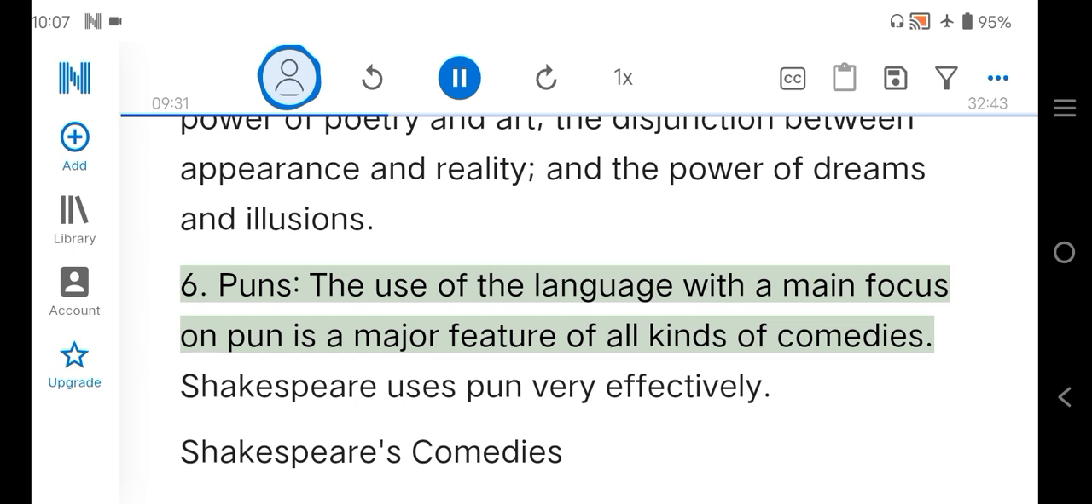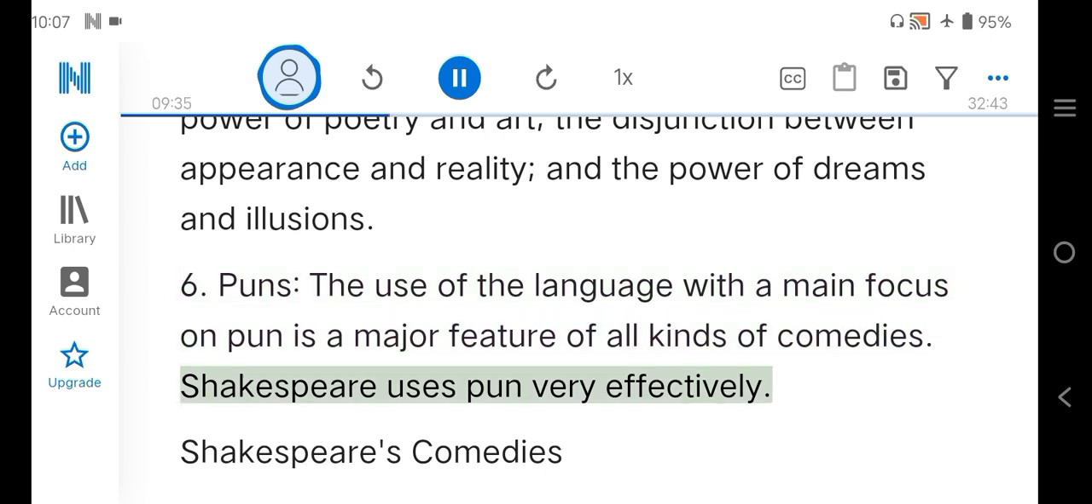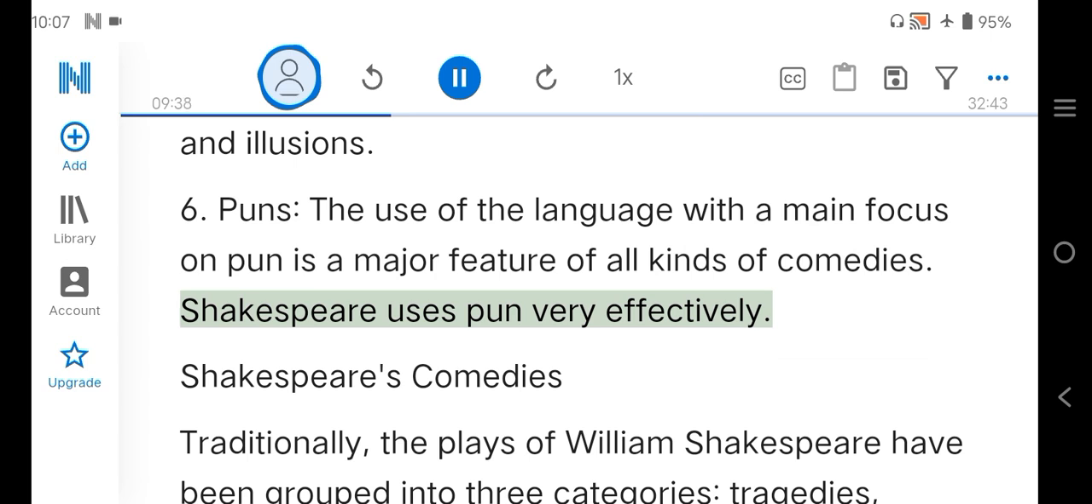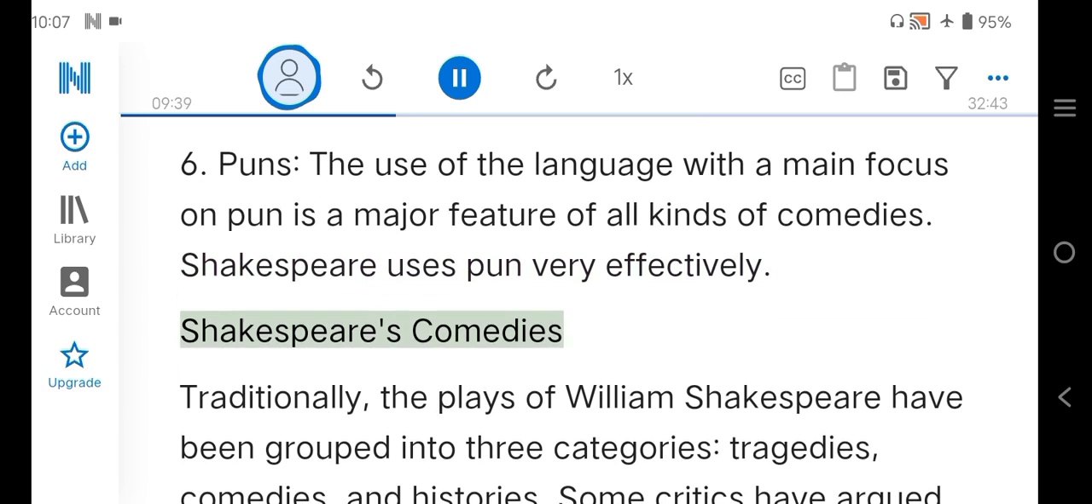6. Puns. The use of the language with a main focus on pun is a major feature of all kinds of comedies. Shakespeare uses pun very effectively.